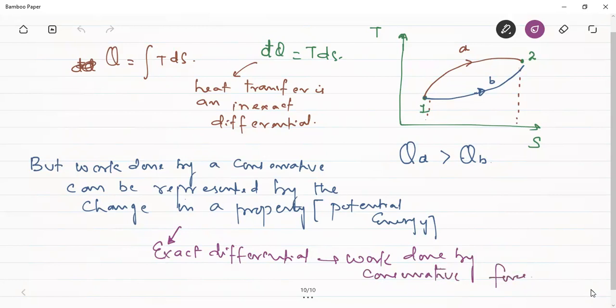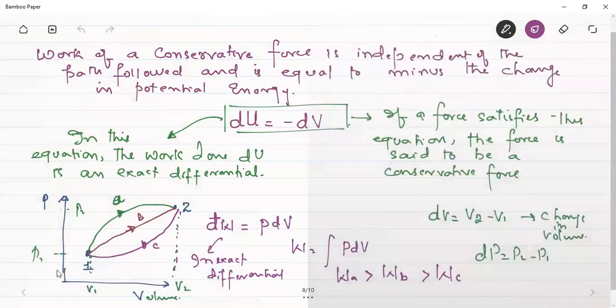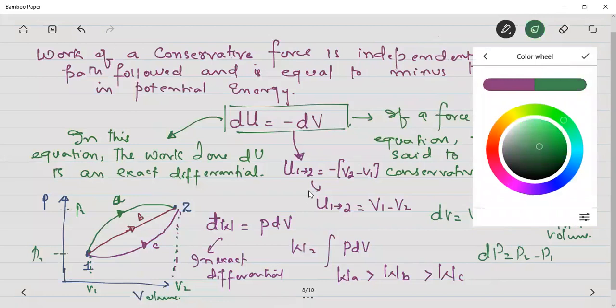Okay, so finally what we have concluded here is dU is equal to minus dV, that is, the work done by a conservative force is equal to minus the change in the potential energy. This can also be written as U1-2 equals minus (V2 minus V1), or U1-2 is equal to V1 minus V2. Okay, so we can remember both these statements.